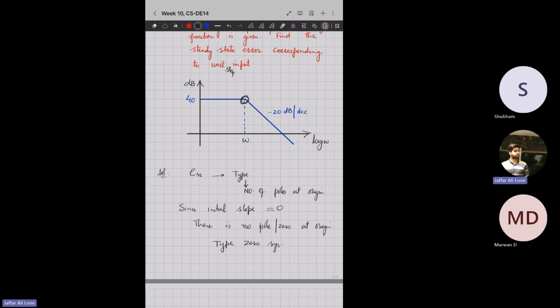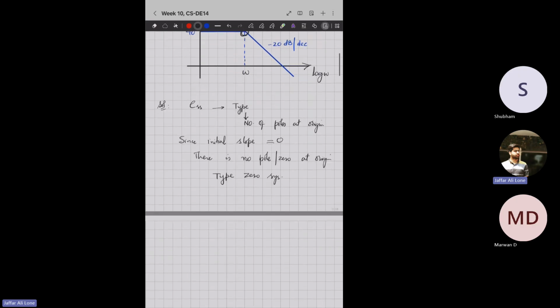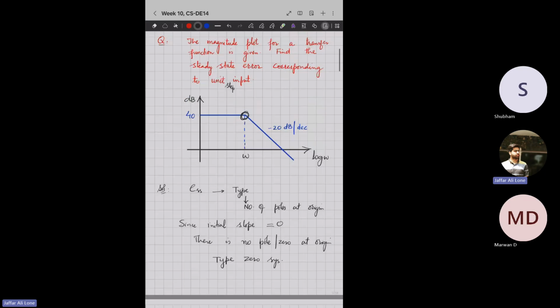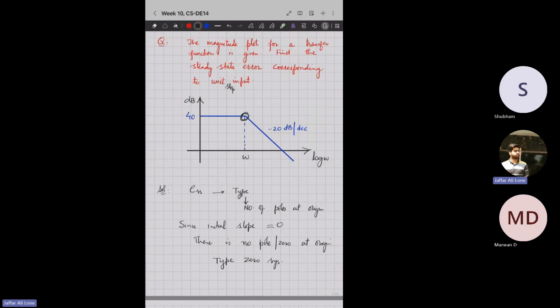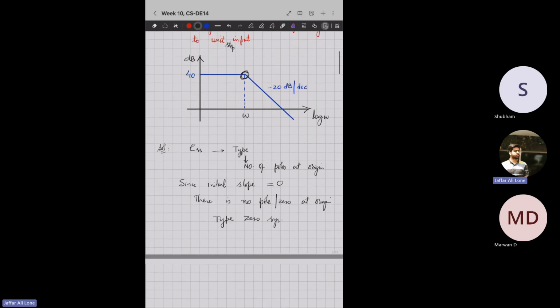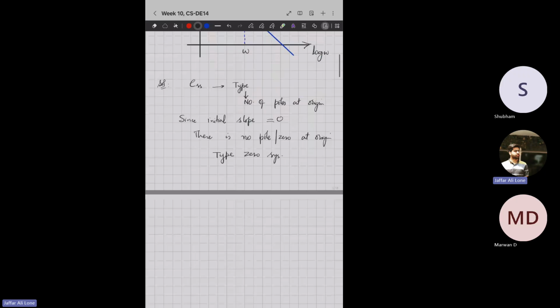There is no pole at the origin, so it means it's a type 0 system. And for a type 0 system, that's all you had to identify from this Bode plot as of now: what is the type of the system, because we know for a type 0 system, the steady state error is given by A divided by 1 plus Kp. Right? So this is the formula for the steady state error of a type 0 system.